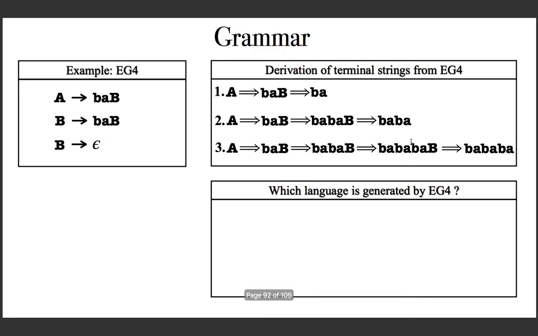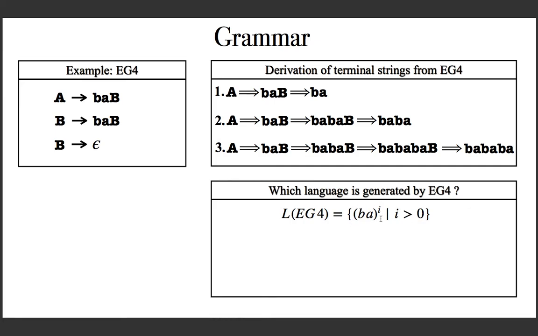So what language is generated? By just looking at the strings generated by these example derivations, can you tell me what language is generated? In this case, it is easy. It is this language: the set of all (ba)^i such that i is greater than 0.